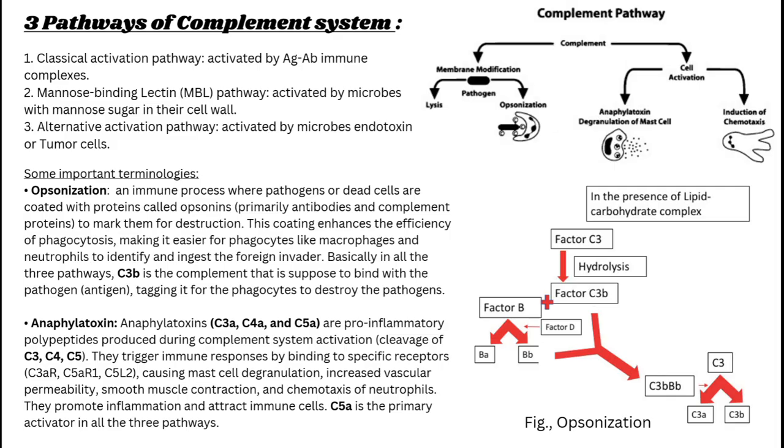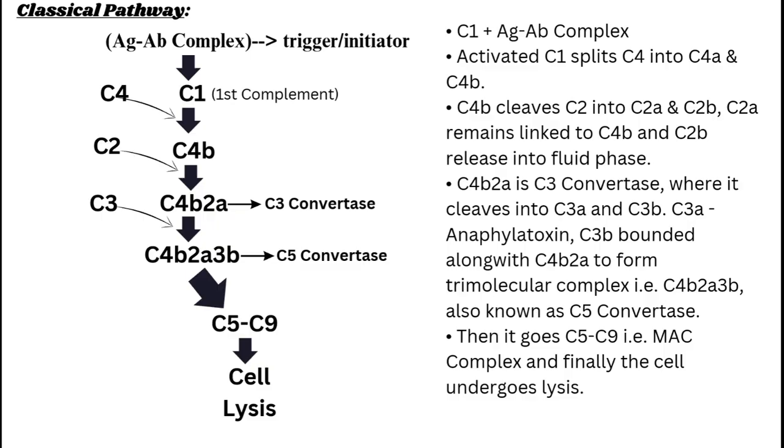So I would like to go now to each and every pathway that I have mentioned before. All the three pathways we will be discussing in detail. So this is the first pathway that we will be discussing. This is the classical pathway. In the classical pathway, you see the trigger or the initiator will be the antigen and antibody complex. The antigen and antibody complex will combine with the C1 complement. C1 will be the first complement in the classical pathway. And you have to also remember that the antigen and antibody complex is the trigger and the initiator one.